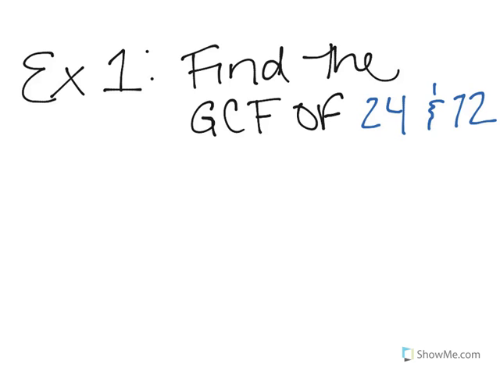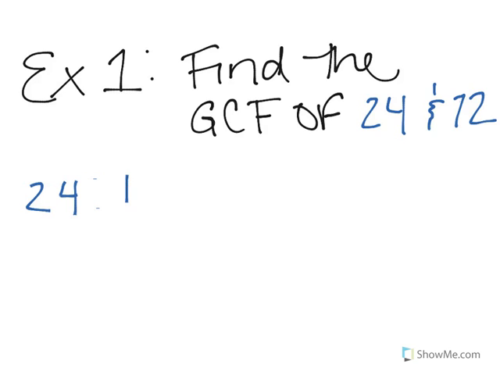So the first example says, find the greatest common factor of 24 and 72. We're going to use something called the rainbow method, and this helps us ensure that we include all of our factors in our lists when we list all the factors of the two numbers. So I'm going to list 24 down here first, and I first have to say, what are the factors of 24?